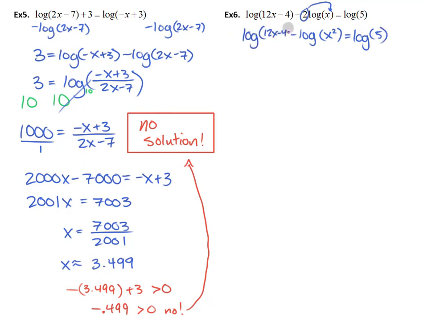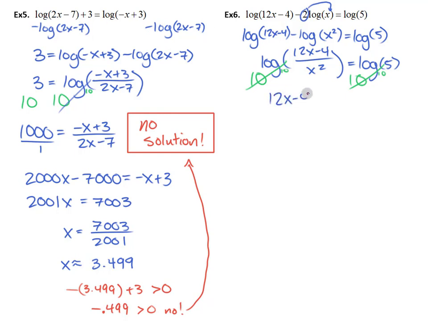Now, next, we need to use the quotient rule, once again, because we do have subtraction between them. So we're going to get log base 10 of (12x minus 4) over x squared equals log of 5. Okay, good. So now I have one log on each side. We can exponentiate both sides. In this case, our hidden base for the common log is base 10. So we can exponentiate both to the 10th power, cancel the log base 10 out, and we get the expressions (12x minus 4) over x squared equals 5.